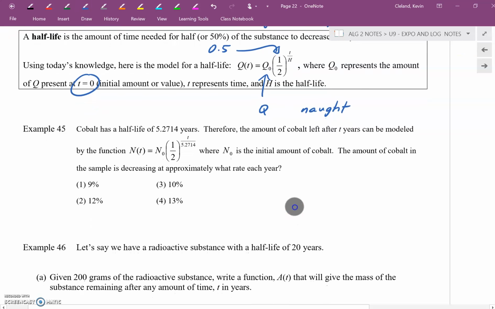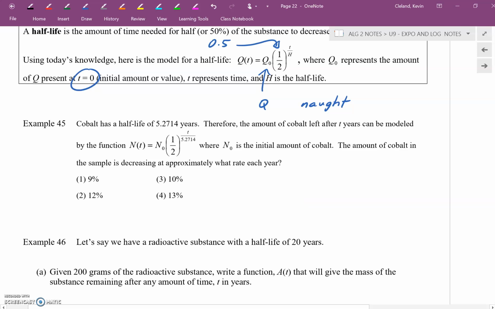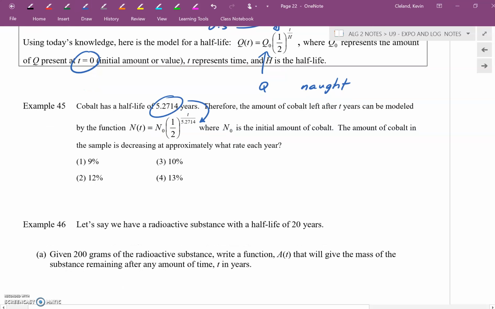Okay. So what are we dealing with here? Cobalt. Cobalt has a half-life of 5.2714 years. Here's the formula. That's how you bring in the half-life. You just throw it in, dividing the T by that half-life. So what do we want? The amount is decreasing by approximately what rate each year?